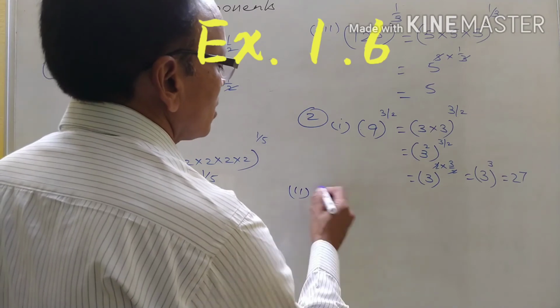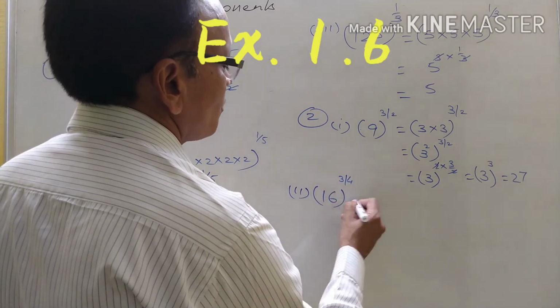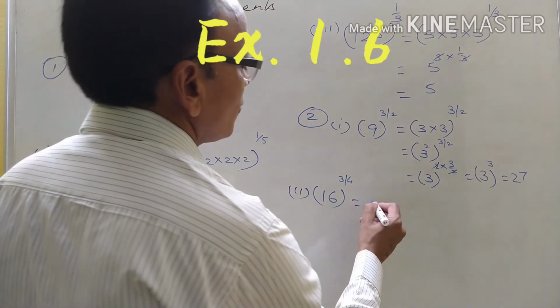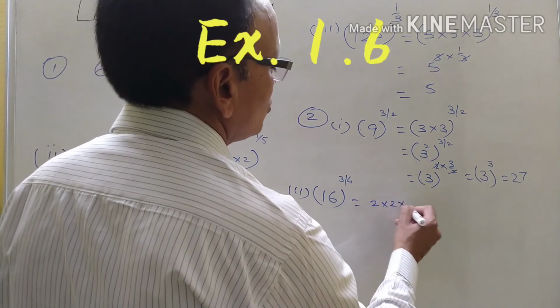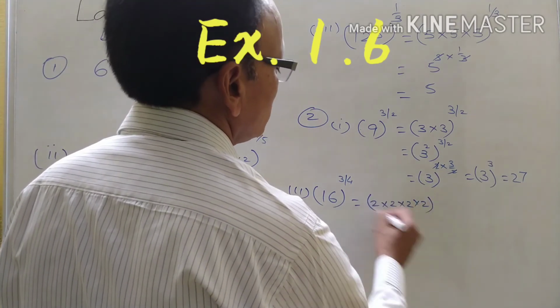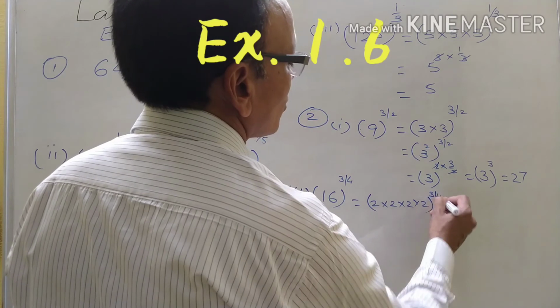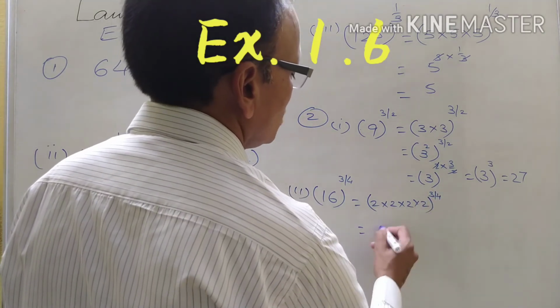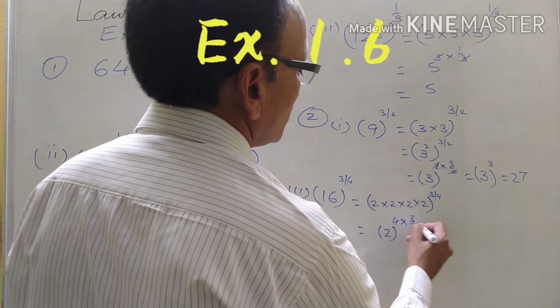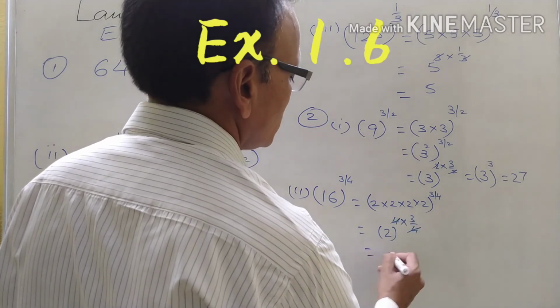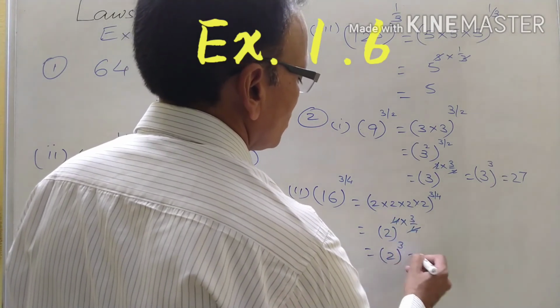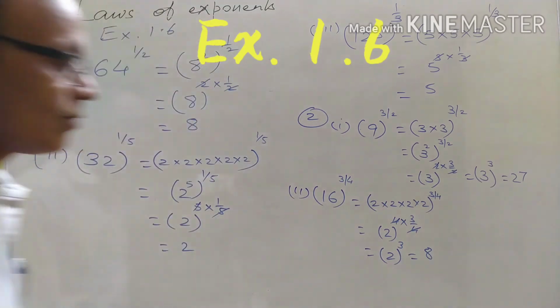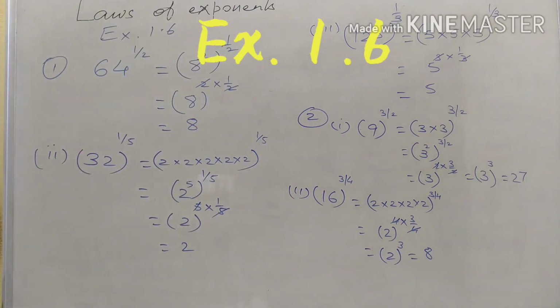The next one is 16 to the power 3 by 4. The factors of 16, 2 to the 4, that is 2 into 2 into 2 into 2, to the power 3 by 4. So it becomes 2 to the power 4 into 3 by 4. This 4 cancelled. It becomes 2 to the power 3. 2 to the power 3 means 8.